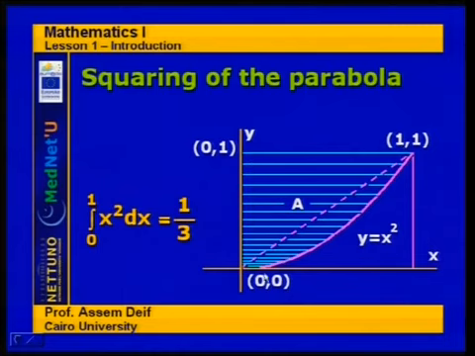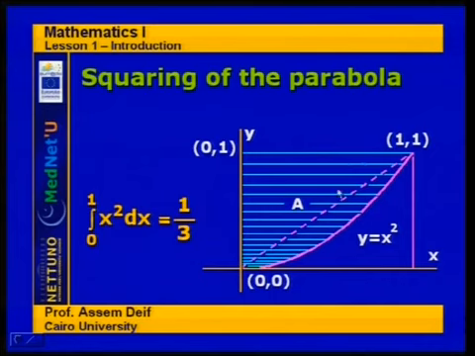And what he did is that he inscribed this parabola inside a square whose vertices are 0,0, 0,1, 1,1, and 1,0. And since he has already obtained that the inside area of the parabola here, which is the above area, is equal to 4 over 3 times this triangle of the 3 vertices 0,0, 0,1, and 1,1.